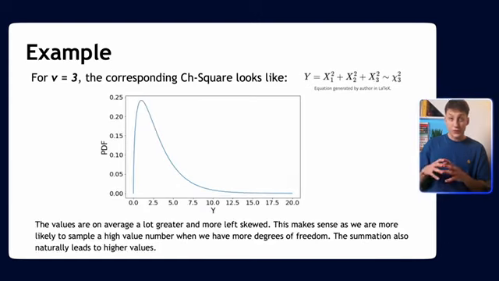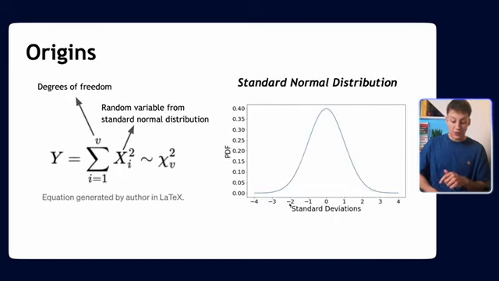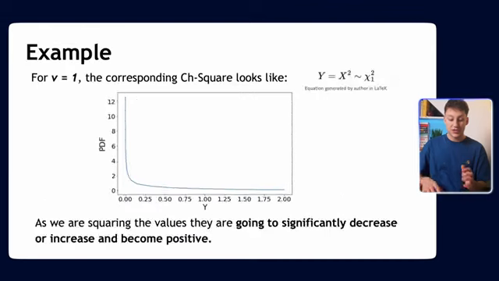Now, if we do it for three values, we see that it shifts a bit more to the right, and there are two reasons that's happening. The first one is simply that because we're sampling more values, we're more likely to get a larger value. We're more likely to get values at these extremes the more we sample, by pure probability. And because of this, it shifts to the right.